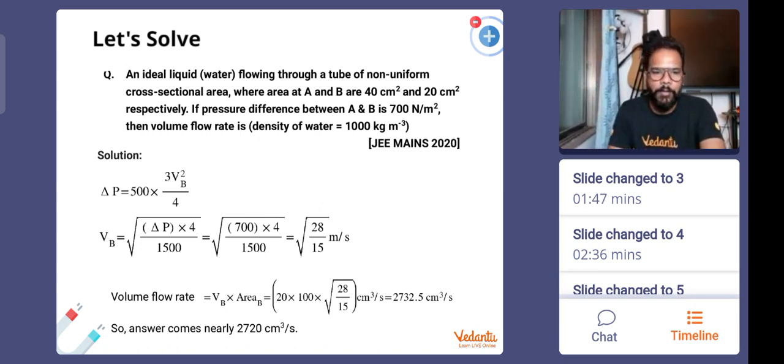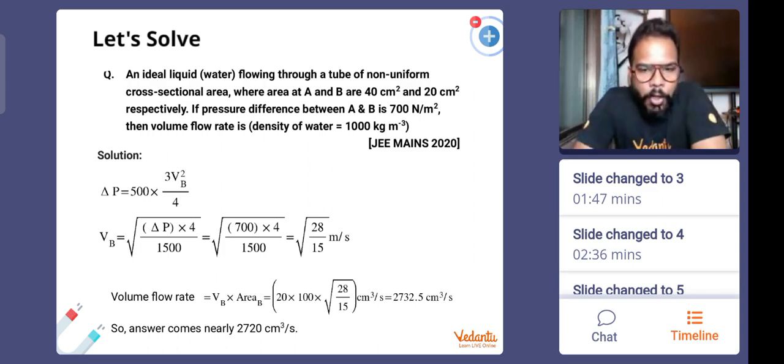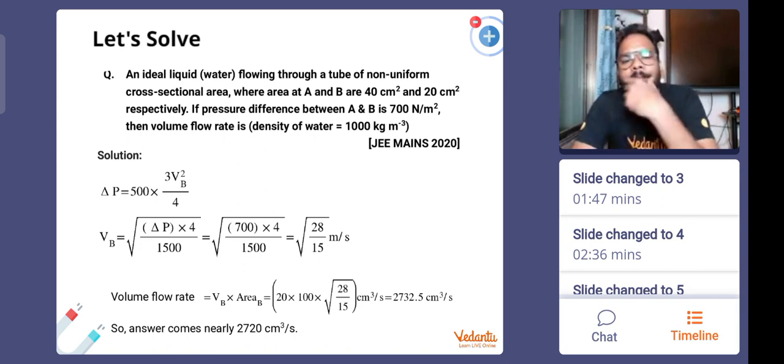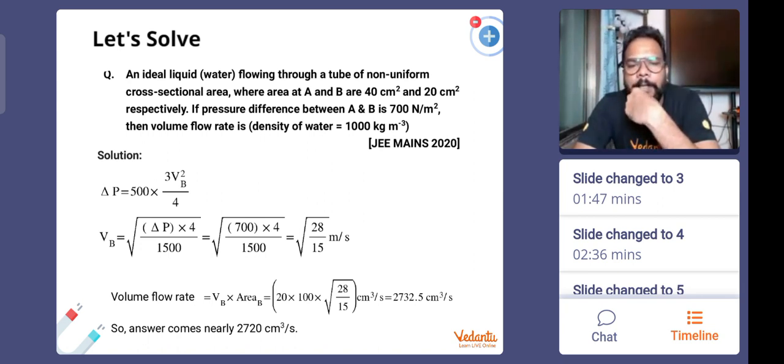So the final value of volume flow rate is velocity of B multiplied by area of cross section of B. So velocity is under root of 28 by 15 and multiplied by 20 into 100. This gives me the value of volume flow rate. Okay, everyone. 20 is centimeter square, that's why. Area is 20 centimeter square into the velocity under root of 28 by 15.